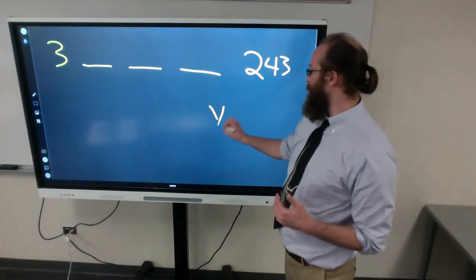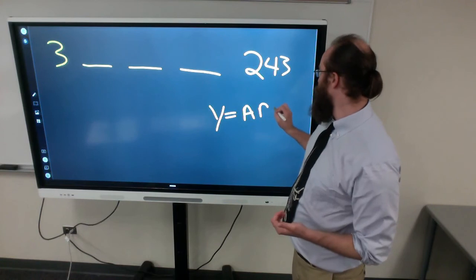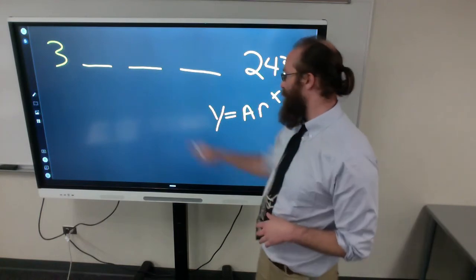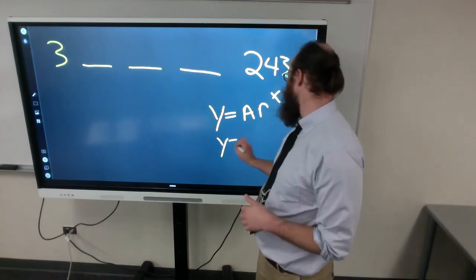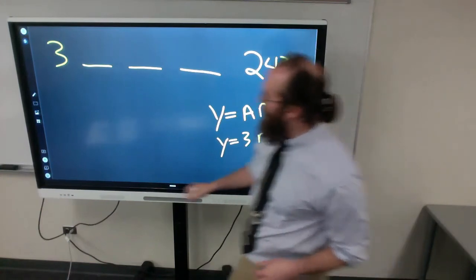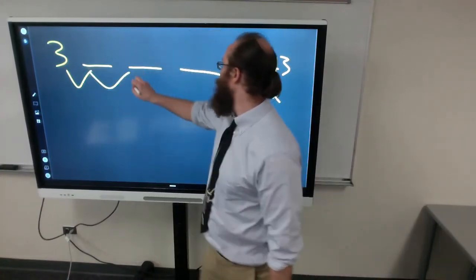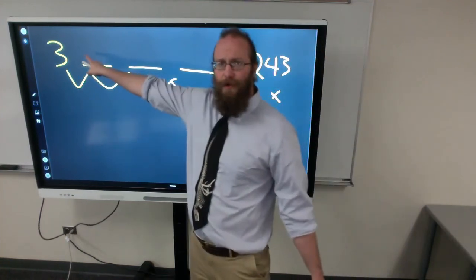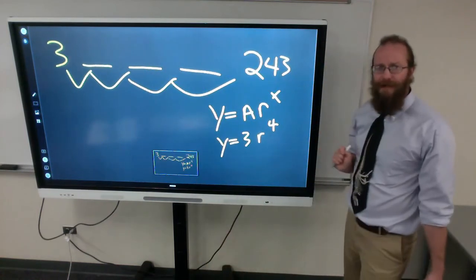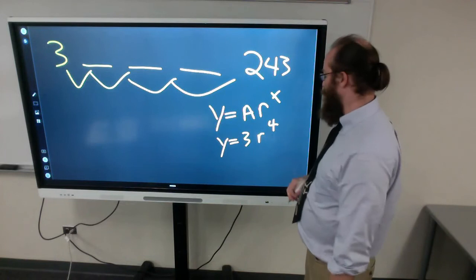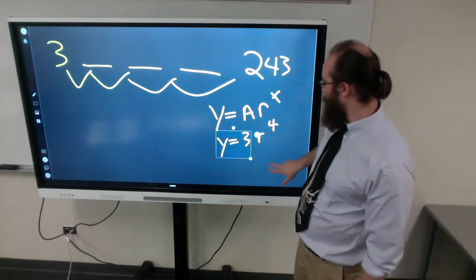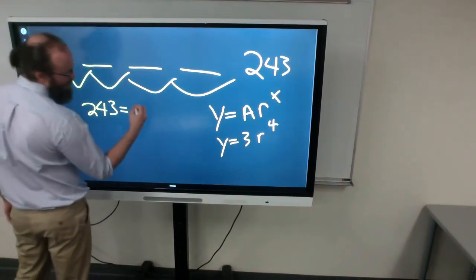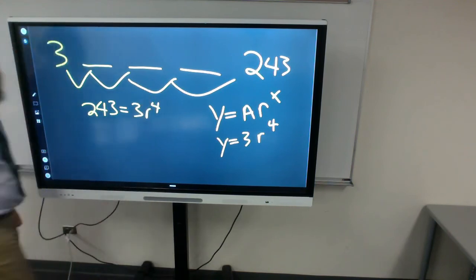So we're going to be plugging things into our YAR equation. And the first thing we're going to plug in is our a value, which goes in right there for the 3. We have y equals 3 times r. And how many times are we going? 1, 2, 3, 4. So r to the 4th. You agree that if we took 3, we multiplied it by our r value 4 times, we would get 243. So then we know what our y value is too. Our y value in this case is 243 equals 3 times r to the 4th.